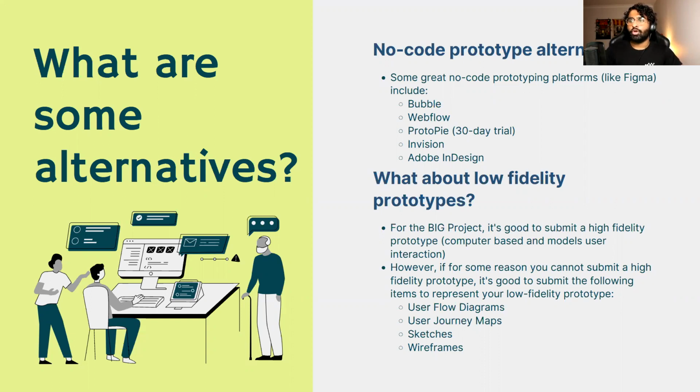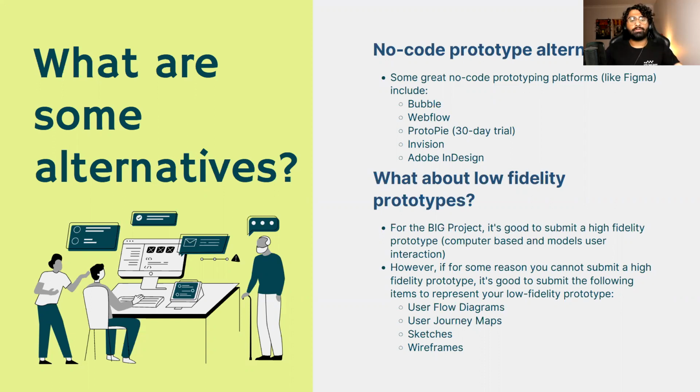So what about some low fidelity prototypes? The prototyping tools and resources that we've been mentioning are high fidelity prototypes. And for the big project, it's really good to submit a high fidelity prototype. In fact, we ask you to submit a high fidelity prototype. A high fidelity prototype is essentially computer based. Maybe it runs on a phone or your laptop or your desktop, and it models the user interaction as well. So there should be some element of interactivity involved with it.